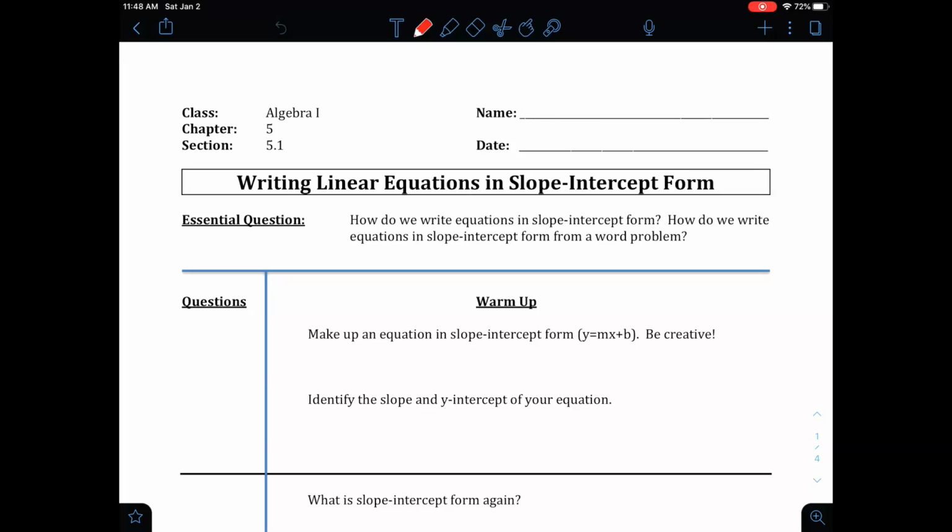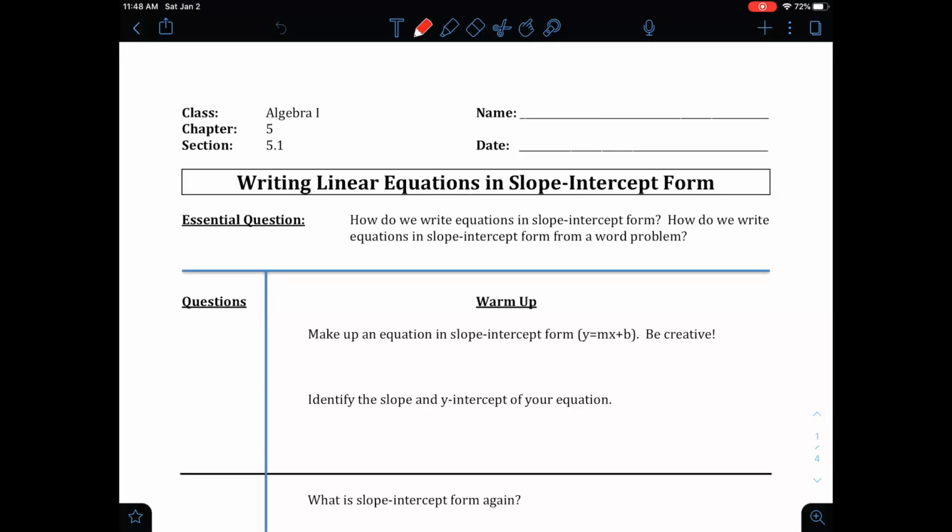We are starting Chapter 5 today with 5.1, and this whole chapter is about linear equations some more, about more different forms of linear equations. And so, yeah, let's get right into it. The name of this lesson is Writing Linear Equations in Slope-Intercept Form. Our central question is, how do we write equations in slope-intercept form? How do we write equations in slope-intercept form from a word problem?